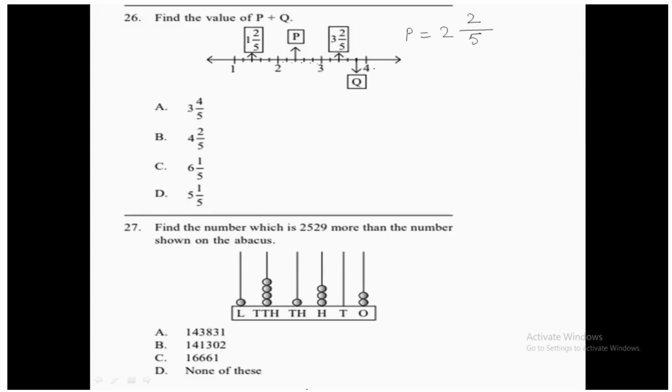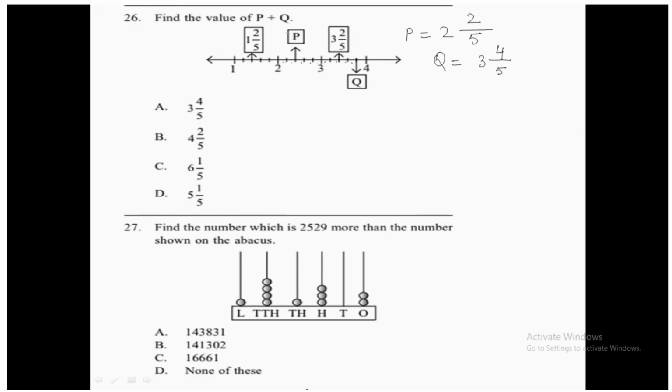Now what is the value of Q that we have to find out? We will do it in the same way. Q is after 3, so we can write 3 here like this. Now how many sections are there between 3 and 4? 1, 2, 3, 4, 5 sections are here between 3 and 4. And on which number is Q? 1, 2, 3, 4. Q is on the fourth number. So that is the position of Q and that is the position of P.